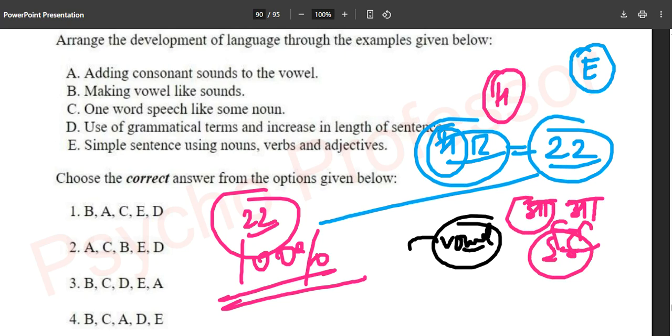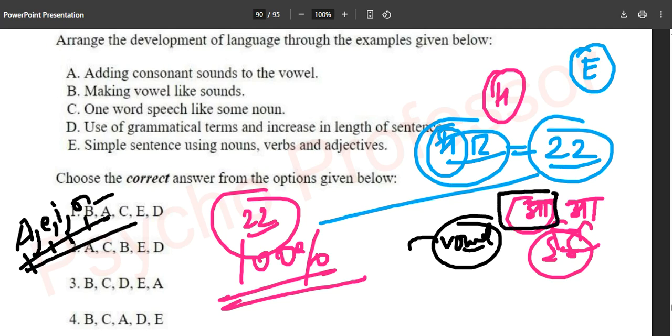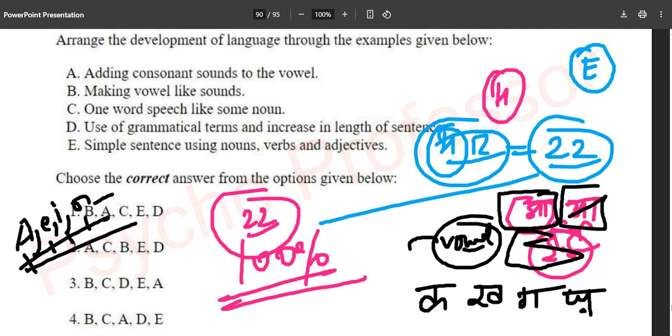In English, these are the vowels A, E, I, O, U. And what you learn in Hindi is a, e, and later on you start with k, kh, g, gh and like that. So whenever language development needs to take place, first of all, you will make vowel-like sounds, and making vowel-like sounds is the appropriate option over here. So this will come very first.